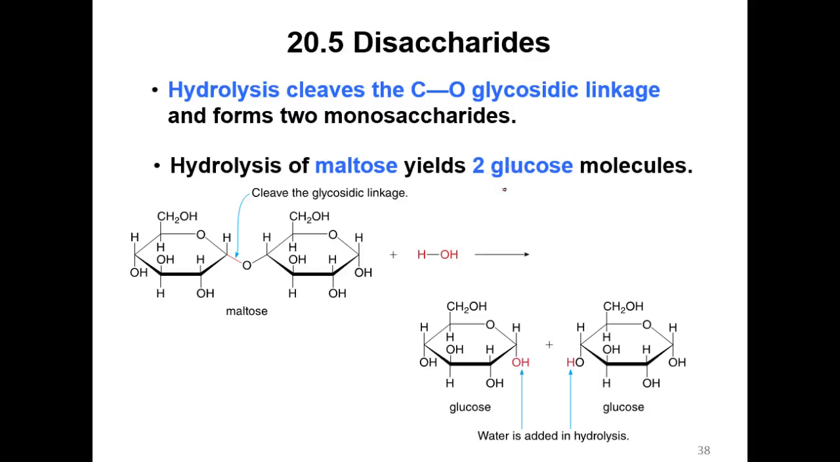Okay, so you have glucose, you have sucrose. Sucrose is glucose and fructose. Maltose or malt sugar is two glucoses hooked together by an alpha linkage. All right, and you can see you take this, you break it, and you have two glucose molecules. All you need is water.